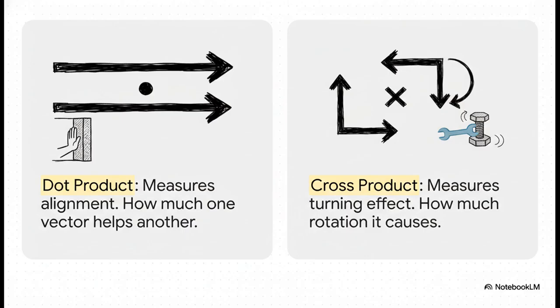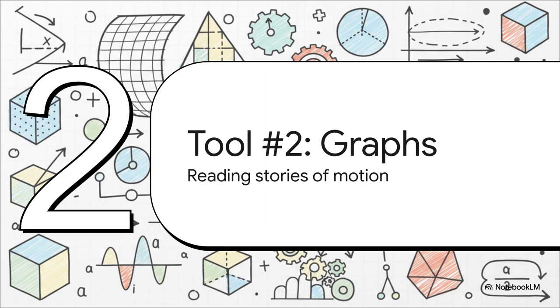Think about using a wrench to tighten a bolt. You apply a force, that's a vector. At a distance from the center, another vector, and the result is a turning effect. That's the cross product right there in action. All right, let's put the vectors down for a second and pick up our second major tool, graphs.